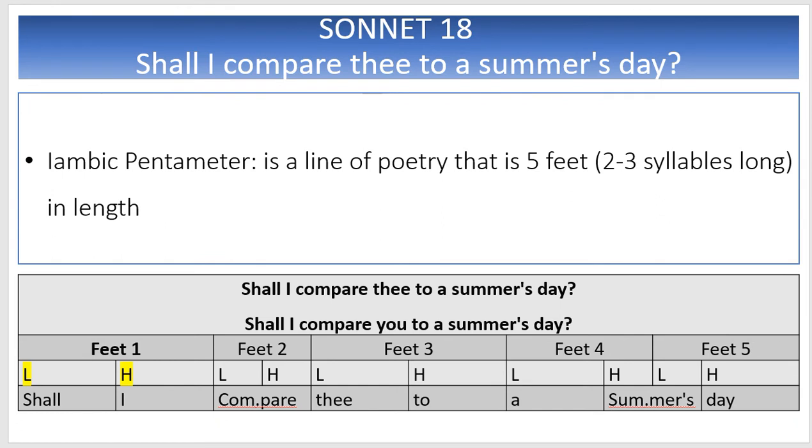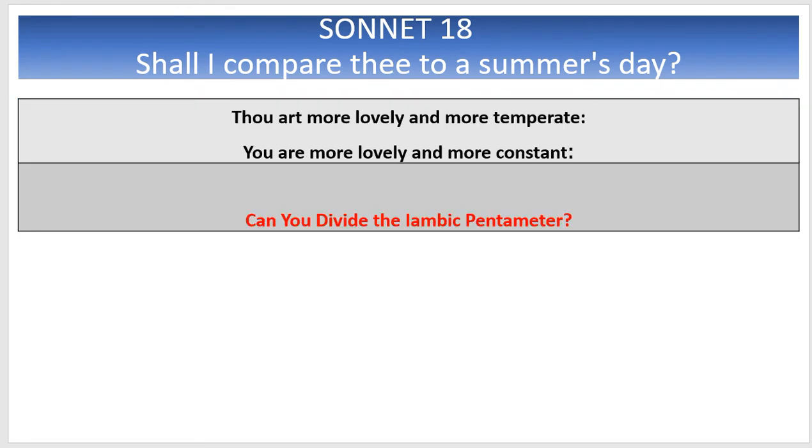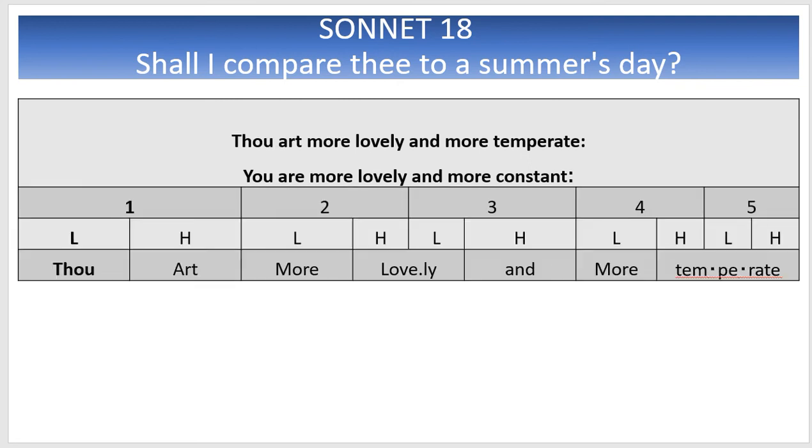Now, let's have another example here. The second line: Thou art more lovely and more temperate. You are more lovely and more constant or more stable. Let's have a look here. Thou art more lovely, two syllables, and more temperate, three syllables. Temperate.